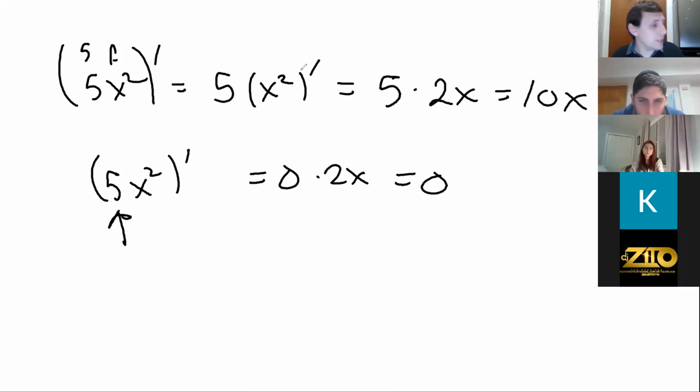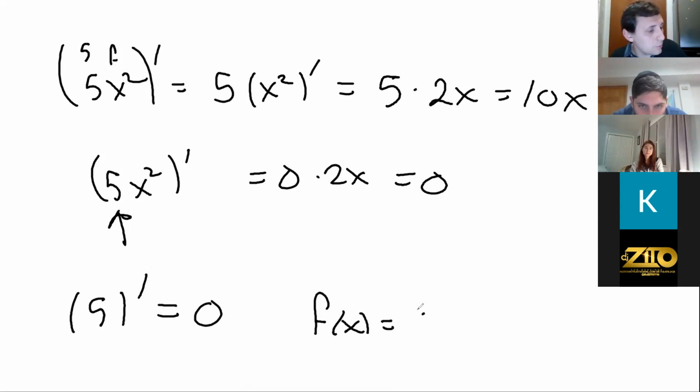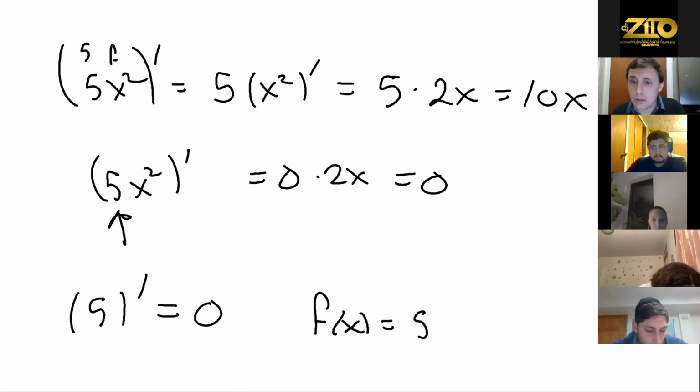Would anybody tell me why the derivative of 5 standalone is equal to 0? If I have f of x equal to 5, why is the derivative 0? Slope is 0, it's a line, right?